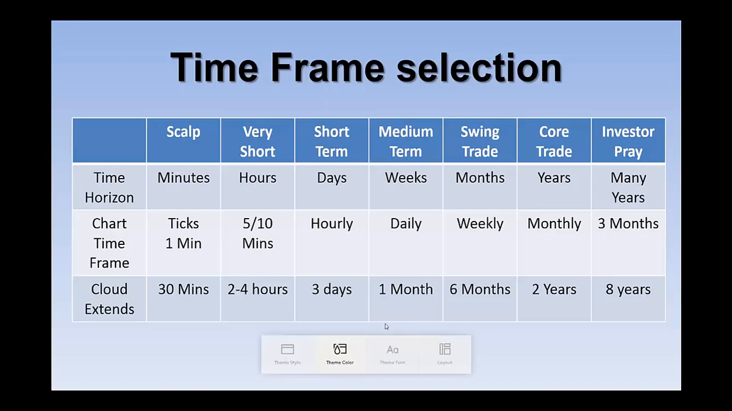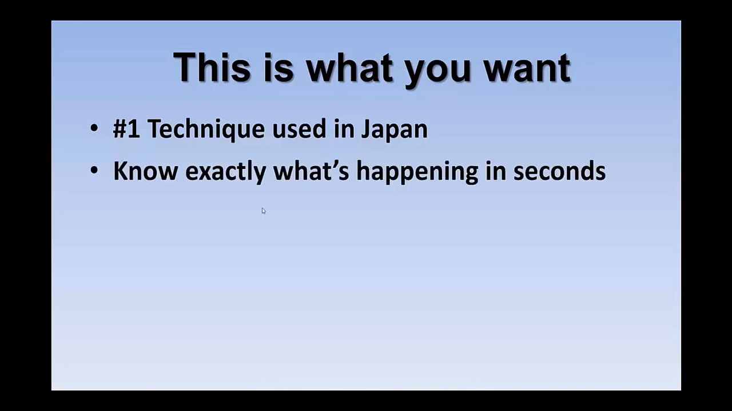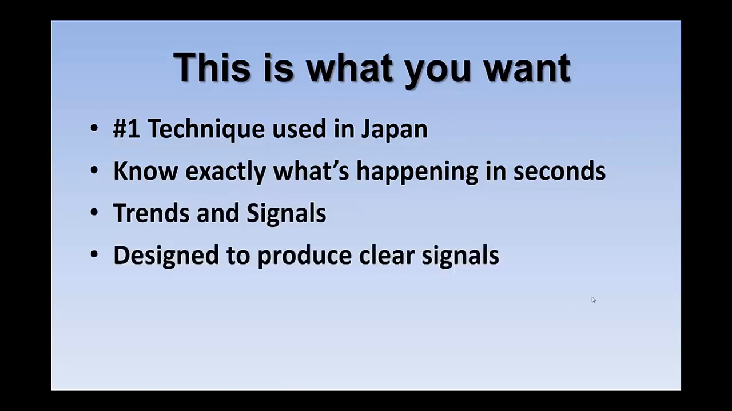All right, let's go on to the next slide. This is what you want. This is the number one technique used in Japan. There's this best-selling book, a number one bestseller in trading for the past 7 years, and that's the number one technique in that book. You're going to know exactly what is happening in seconds. It's going to give you really clear signals that produce crystal clear trends, whether it's up, down, or sideways.